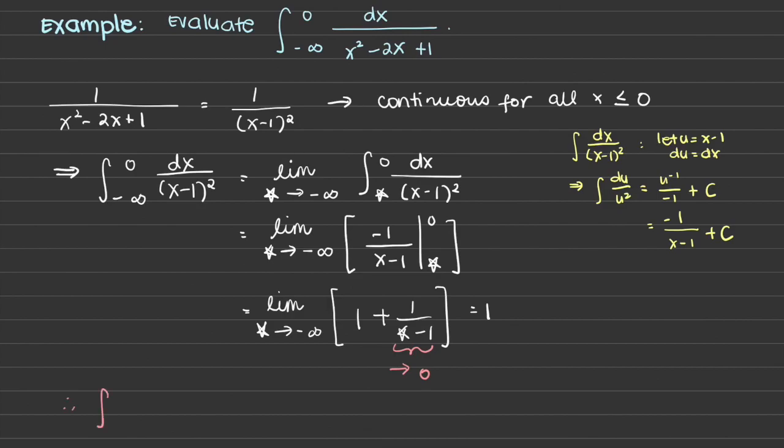So, therefore, yung integral from negative infinity to 0 ng dx over x squared minus 2x plus 1, we say that this is convergent kasi the limit exists. Okay? So, yun lang naman yun. So, for our next example, let's evaluate the integral of x squared dx from negative infinity to positive infinity.